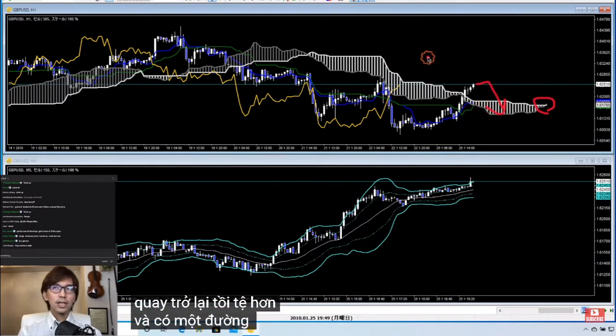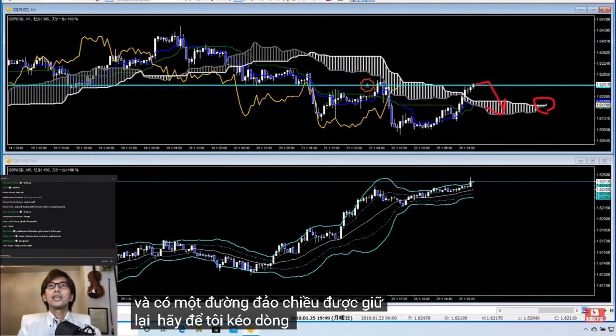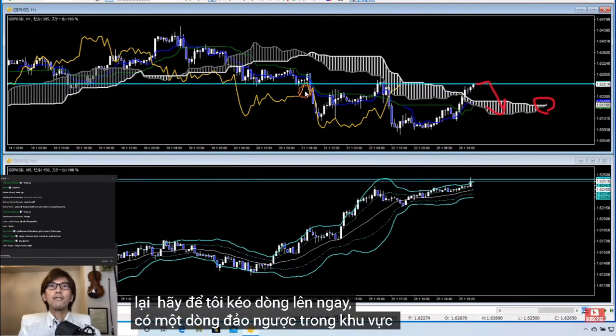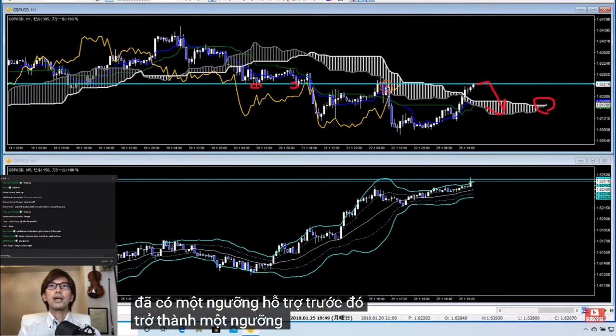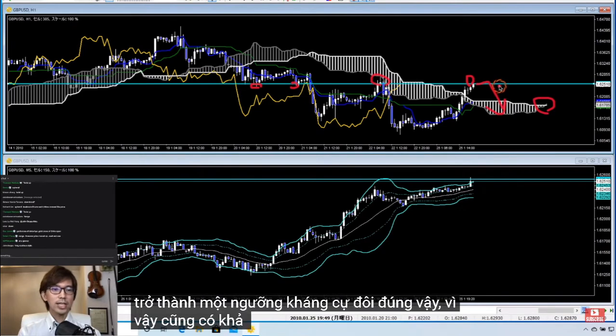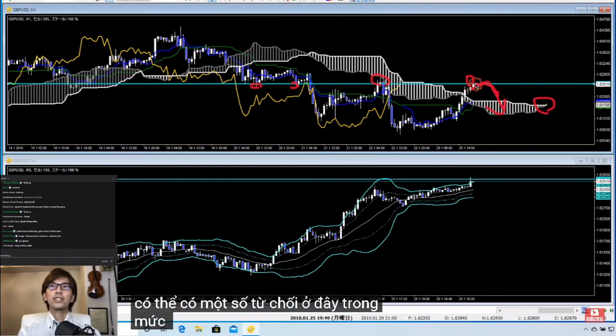And also there is a reversal line. Hold on, let me pull up the line. Right, there is a reversal line in this area where there were previous supports, becoming resistance here. So there is a chance also that there might be some rejection at this price level.